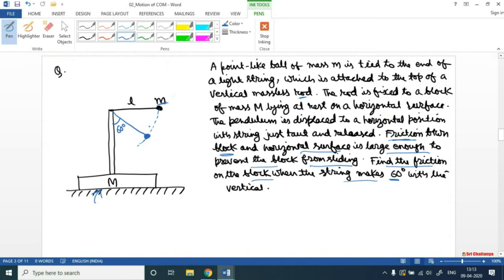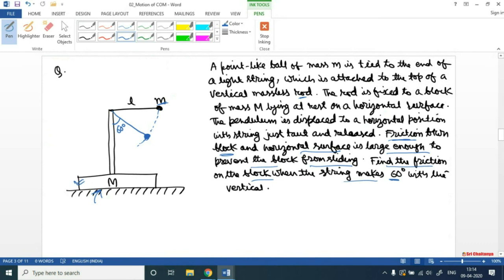So the approach we are looking for over here: since this block is not moving, the acceleration of block capital M is 0. But as the motion goes on, obviously this particle of mass m will certainly have some acceleration. So once we are able to find the acceleration of this particle of mass m, then we will be able to find the acceleration of the center of mass.